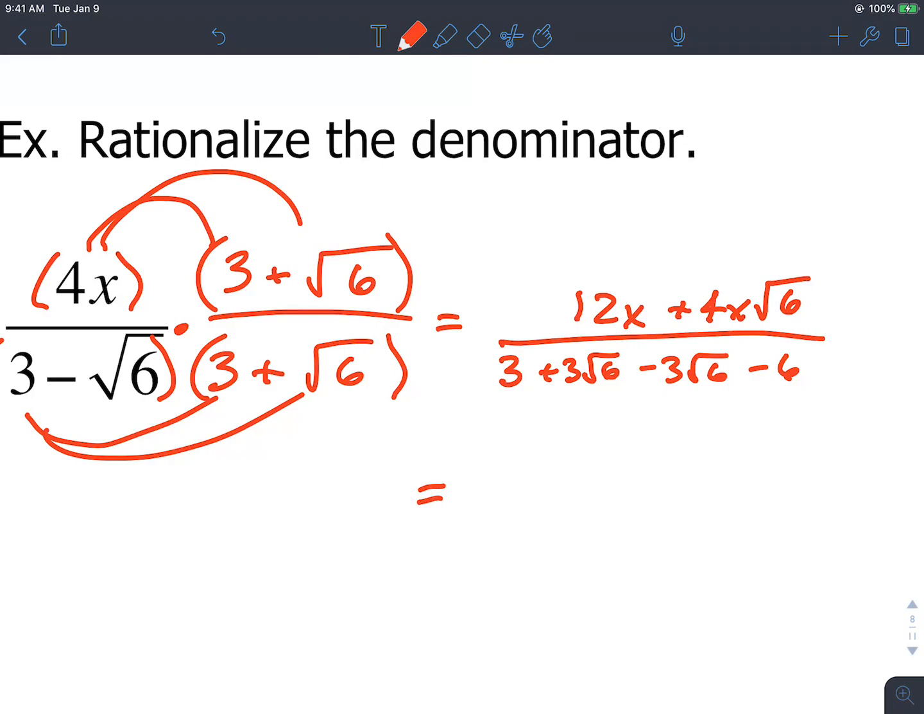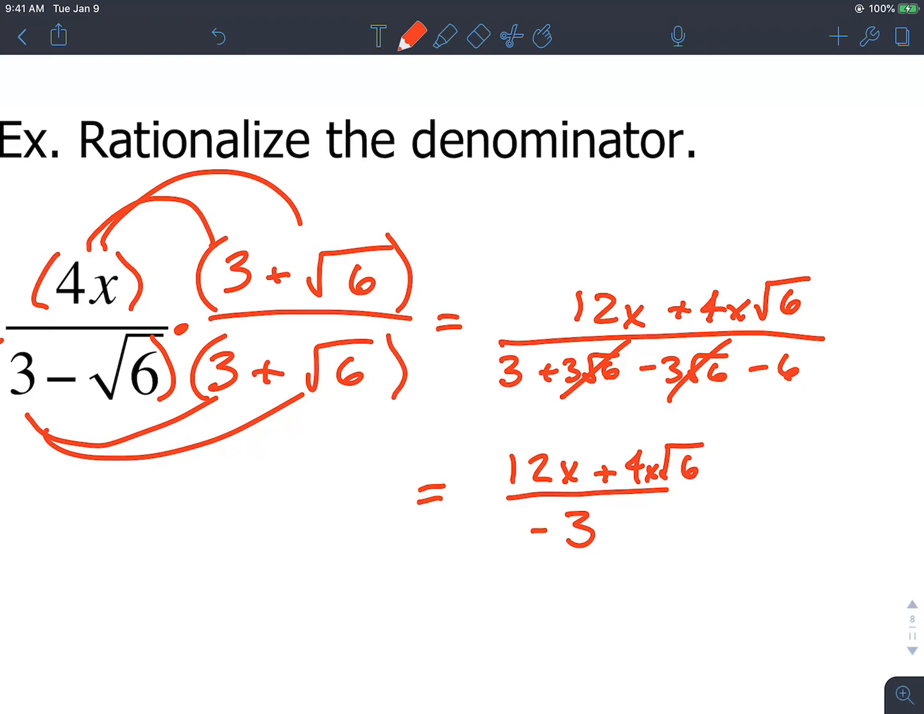Okay, next step is we're going to start simplifying. Since these were conjugates, the middle terms cancel out. And then you're just left with 3 minus 6, which we'll put as negative 3. And then we have 12x and then plus 4x square root of 6.